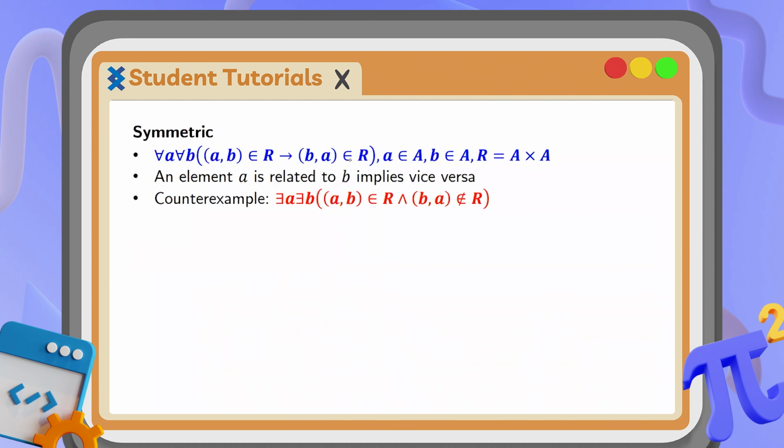So next we have is symmetric, where for all elements A and B, if the ordered pair AB is in the relation, then the ordered pair BA is also in the relation. An element A is related to B implies that B is related to A. And to find the counterexample, again, apply De Morgan's rule and material implication to get the counterexample statement.